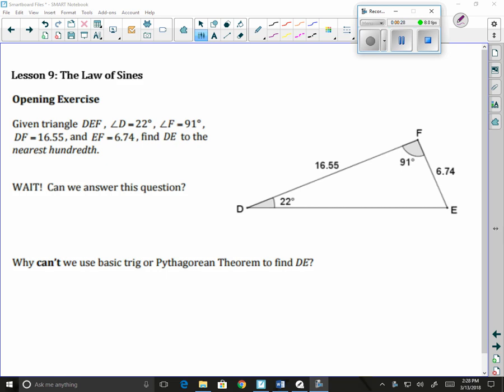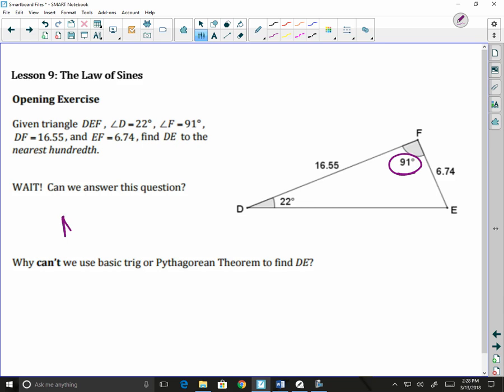So the opening exercise gives us this triangle, DEF. It tells us that there are two sides labeled and two angles labeled, and it asks us, can we answer the question? An answer to that is no. With what we know right now, we can't, because this is a 91-degree angle, making this not a right triangle. So the answer is no, because it is not a right triangle.